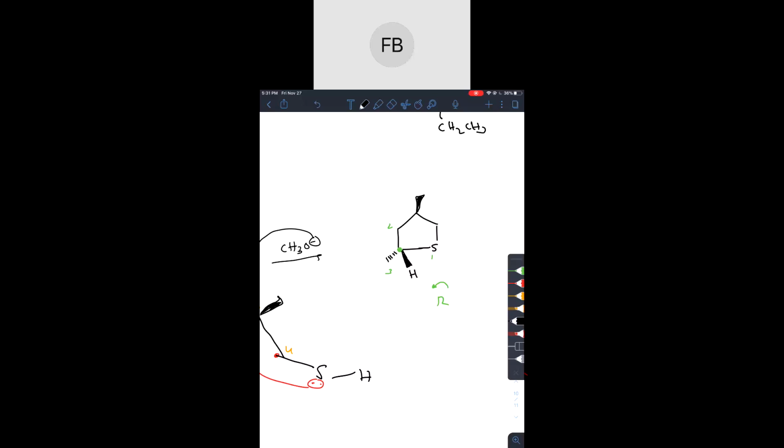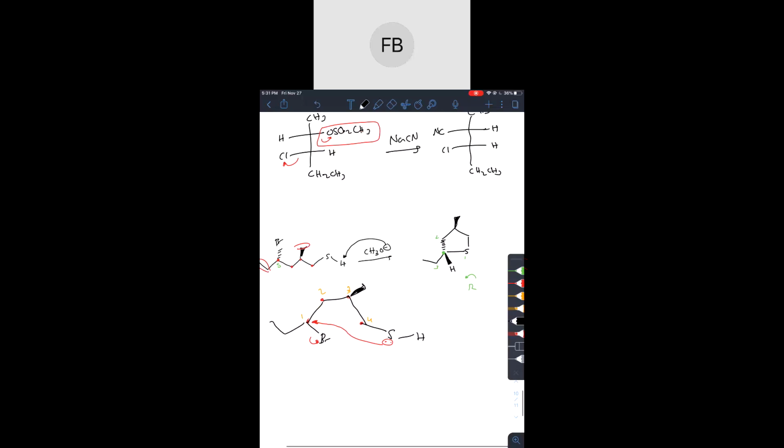You could just go like this and make that backwards. It's fine. Just one of them has to be backwards. You could also do this other one as backwards. As long as one of them's backwards, you've got the right answer. The most important part though is that hydrogen is forward.